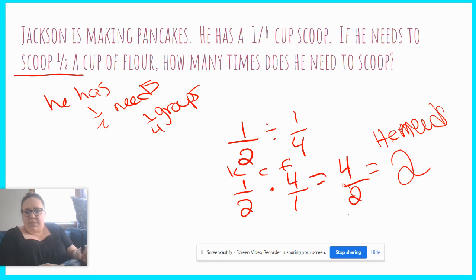Sorry for that awful handwriting. Okay, so he needs 2 scoops because we just split up the 1/2 cup of flour into quarter groups. That became 1/2 times 4, which became 4 over 2, which is 2. All right, let's keep going.